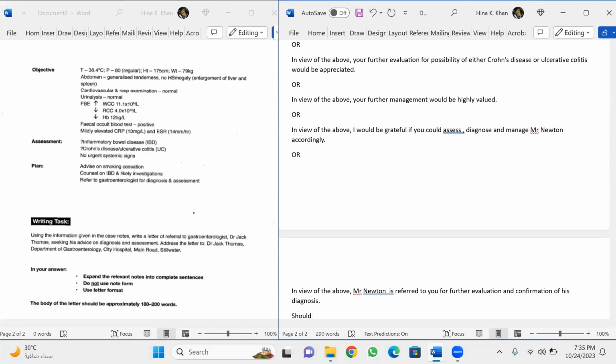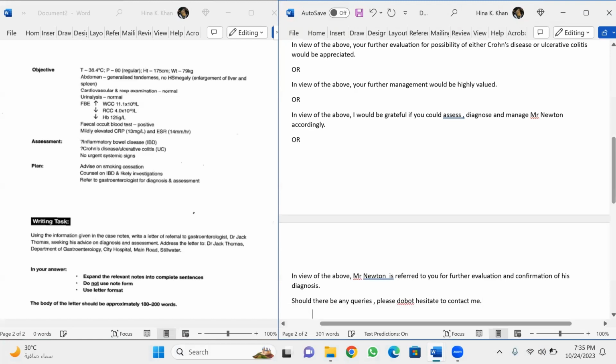ये ऊपर ही आएगा क्योंकि मेरा एकदम नीचे चला गया, एक लाइन का गैप नहीं आएगा ये, you will just write next, there is no need to write a gap, but मेरा एंटर में चला गया. Should there be any queries, please do not hesitate to contact me, full stop. Then you will write it here.